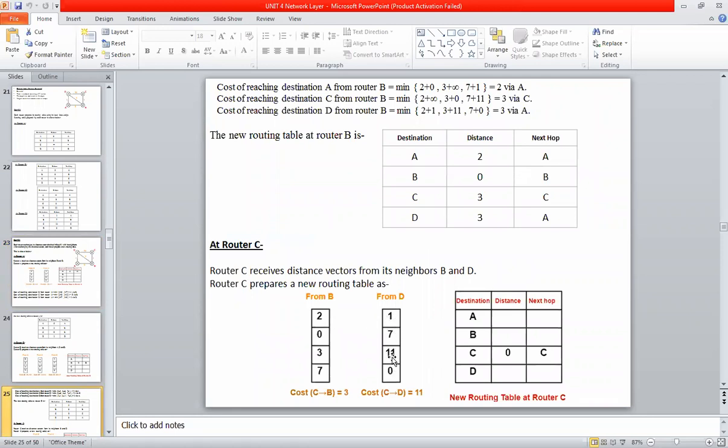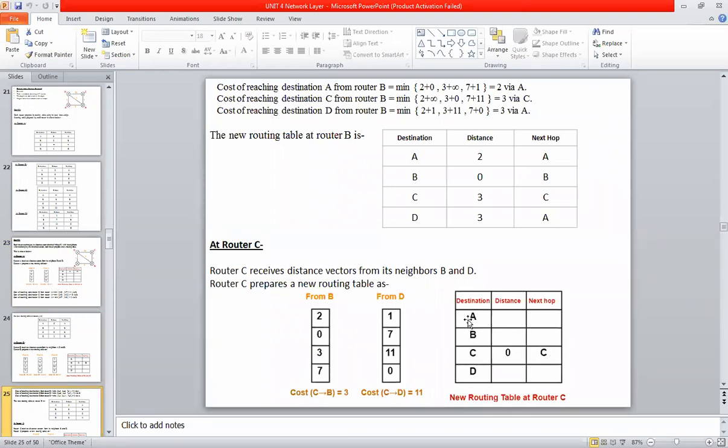So how to update the router C here? How to update the router C? So A, B, C. Your destination router is C. So the distance from C to C will be 0. The next stop will be C.